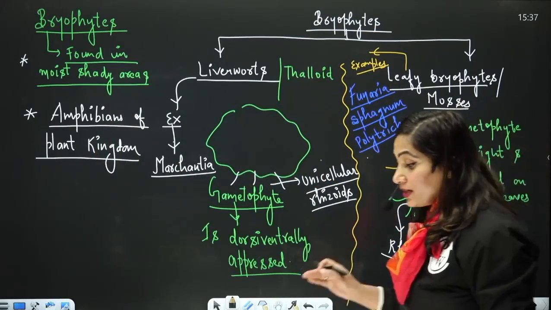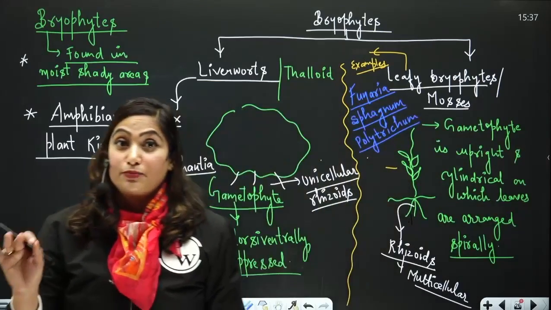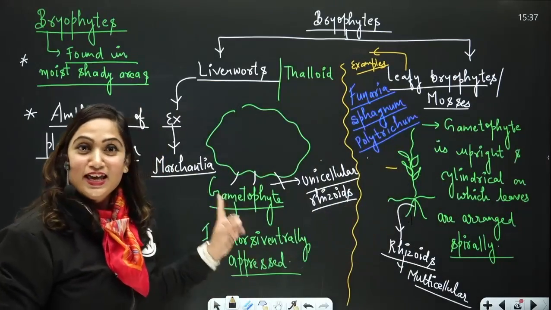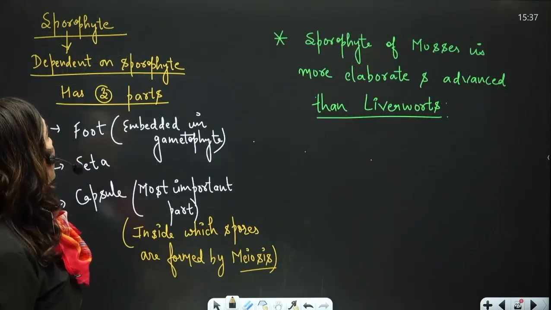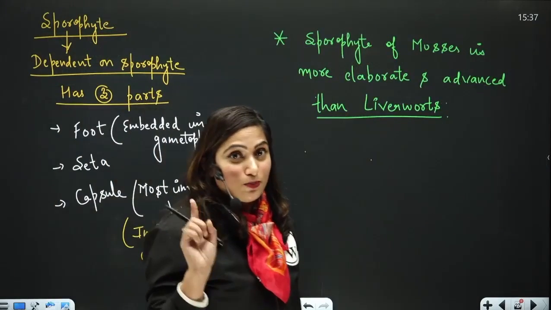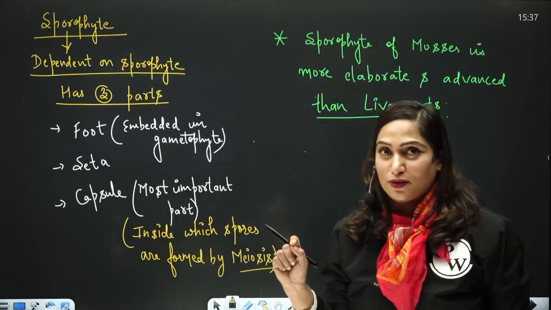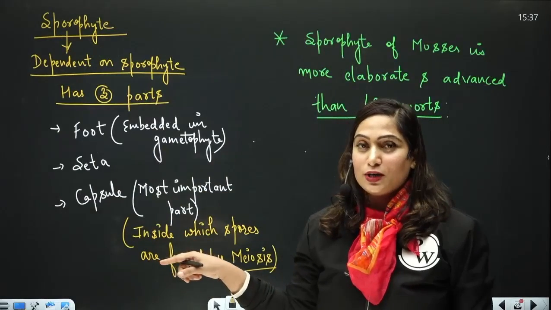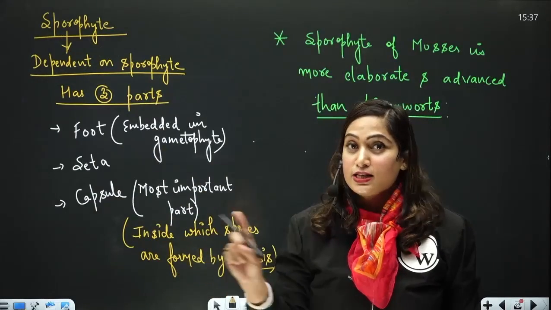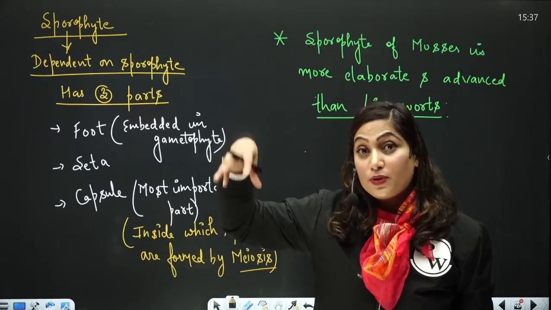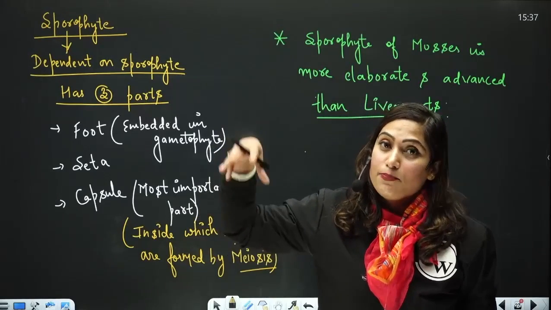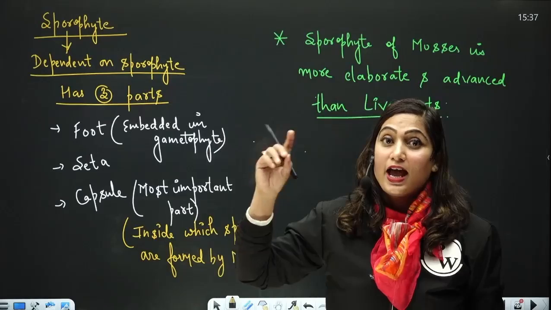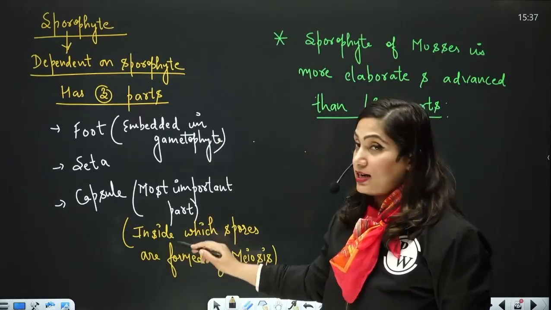Now, I hope you understand what the gametophyte of bryophyte is and how it looks in liverworts and in mosses. Let's move forward now. Now, let's talk about the sporophyte of the bryophytes. I have just told you that the sporophyte of bryophytes is not independent but present on the gametophyte. That means it is dependent on the gametophyte. And a sporophyte has three parts in it.